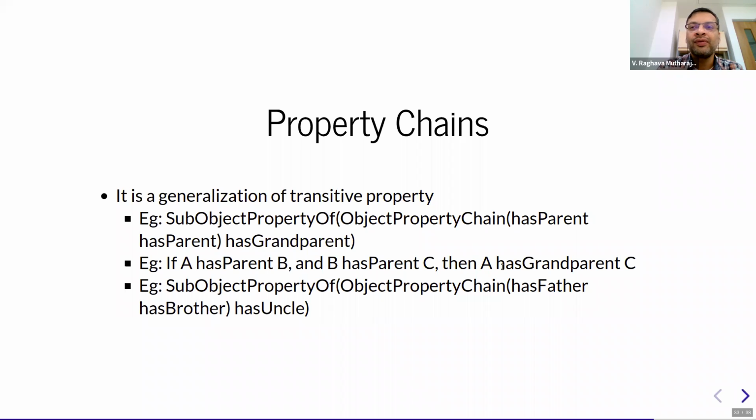For example, it's also useful for the grandparent relation. Parent's parent is a grandparent. So you use these property chains.